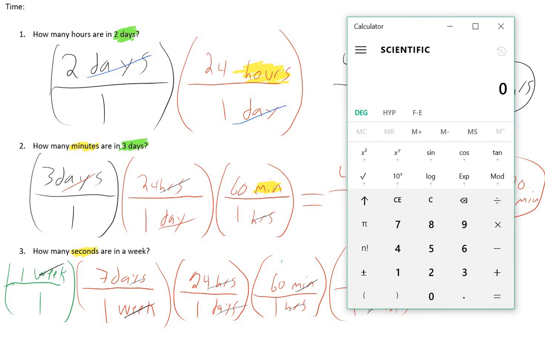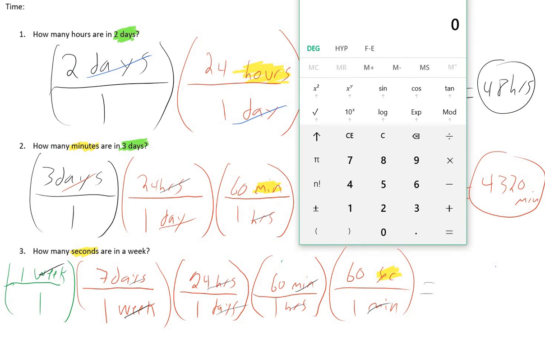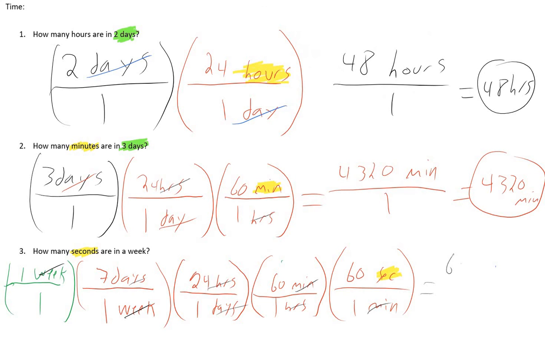Which is going to be, let me get this out of the way. It's in the way hardcore. 1 times 7 times 24 times 60 times 60. And that's going to give me 604,800 seconds, which makes sense. I mean, we're talking about how many seconds are in a week.